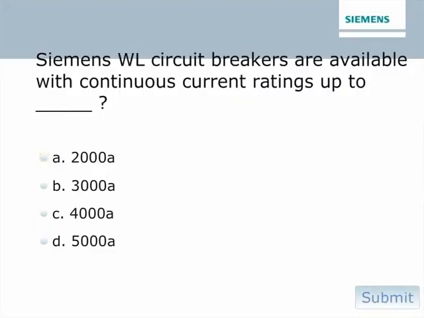Question 5. Siemens WL circuit breakers are available with continuous current ratings up to blank. Is it A, 2000 amp, B, 3000 amp, C, 4000 amp, or D, 5000 amp?